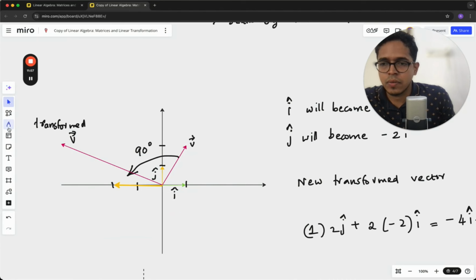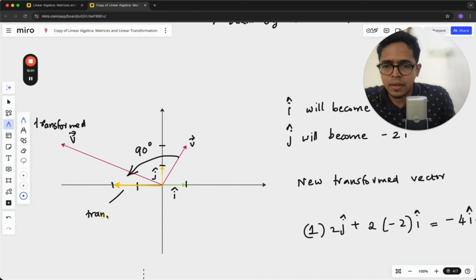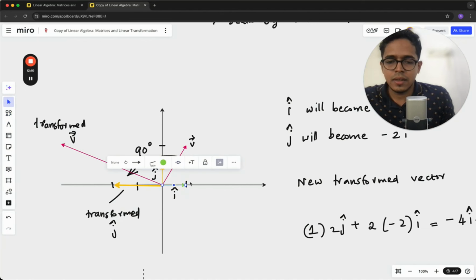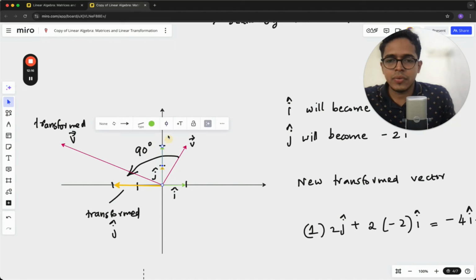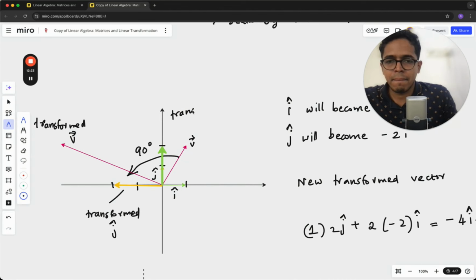Let me write it over here. So this is the transformed j, right? And what will happen to i during this transformation? I can duplicate i. It will be rotated by 90 degrees and scaled by a factor of 2. I can increase the thickness. So this is the transformed i. Transformed i, this guy.